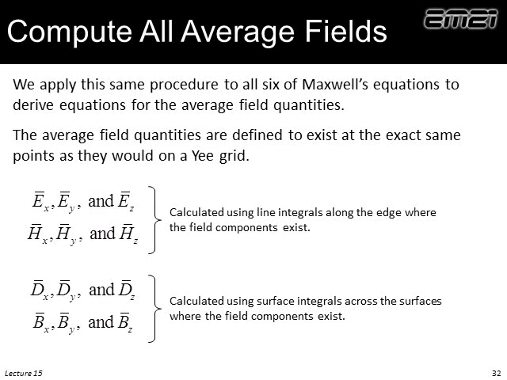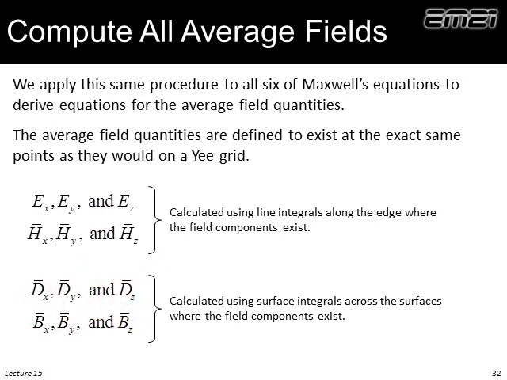So we did this for one face. We do it for all 6 faces, and we come away with 12 different field quantities. We have the 3 components of the E, the 3 components of the H, 3 components of D, and 3 components of B. So the E's and the H's are calculated from the line integrals. The D's and the B's are calculated from the surface integrals.